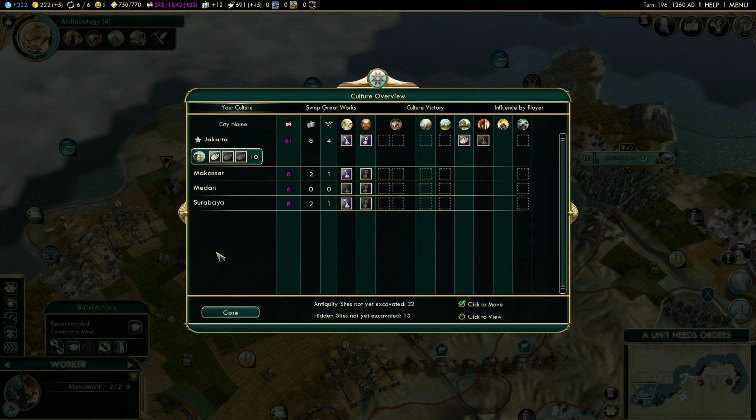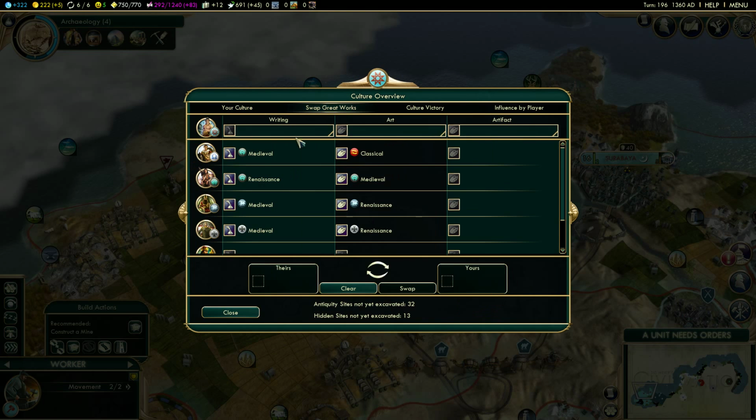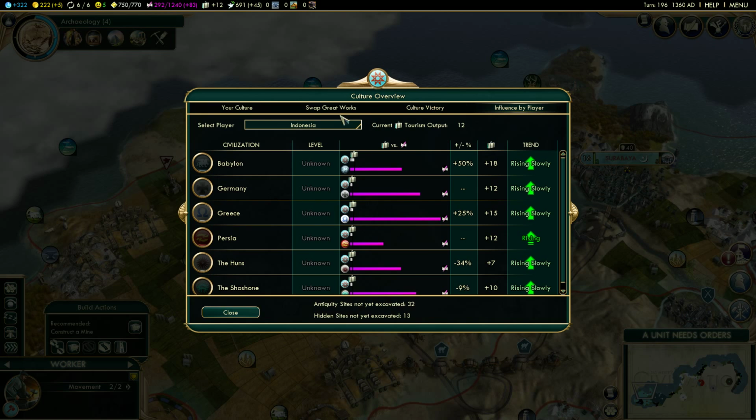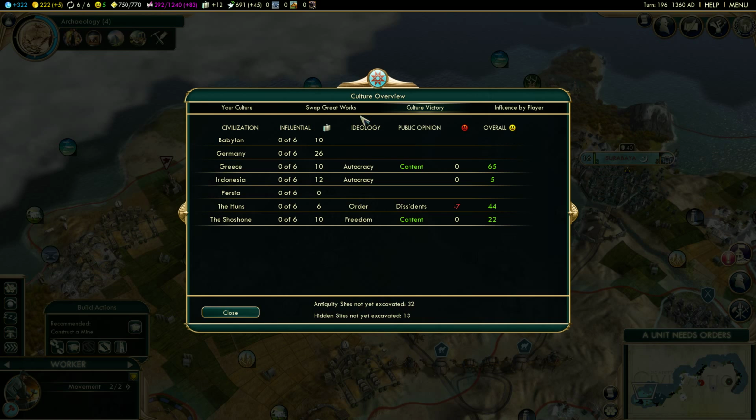This one is the one you will be most familiar with, I think. It shows you where your great works are. We will talk more about them later, but this is where you can see how your cities generate culture and tourism. My apologies. You can swap them. This is all part of the culture game. And then there is this screen, and these are the two that we will be talking about, and we will start with this one. Here you can see who is generating how much tourism and what ideology they have.